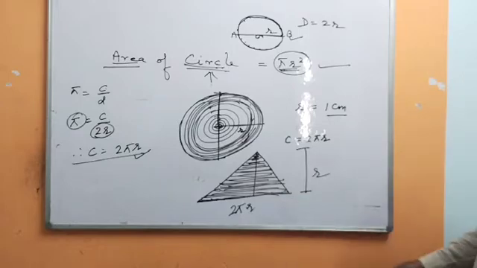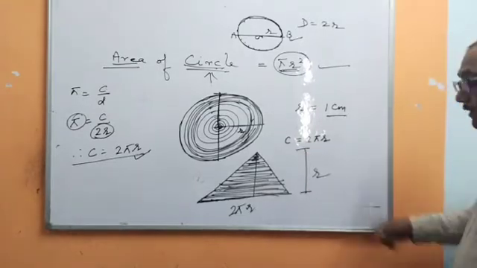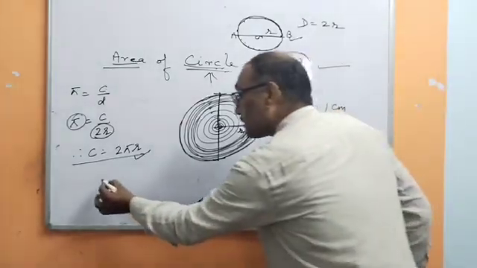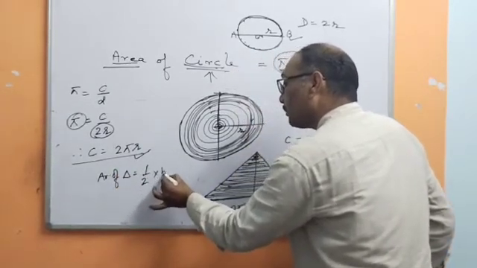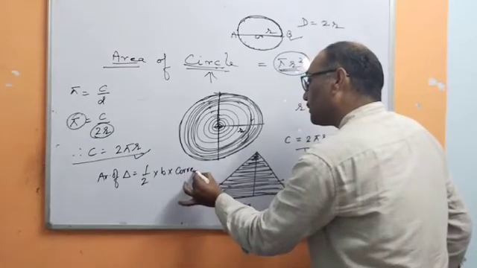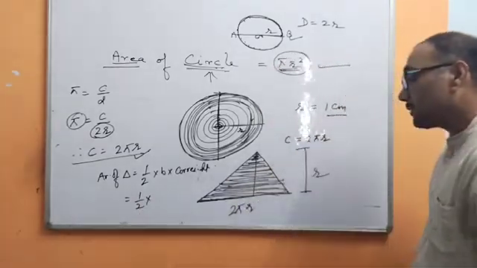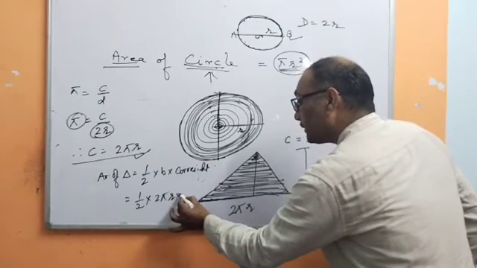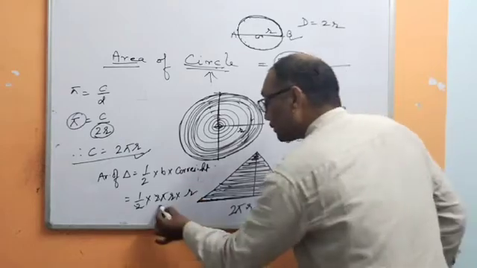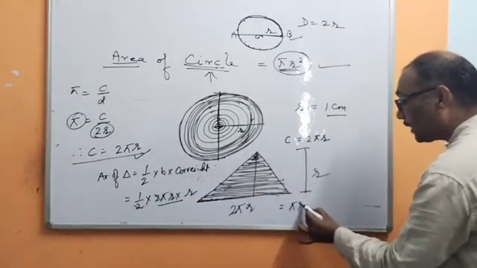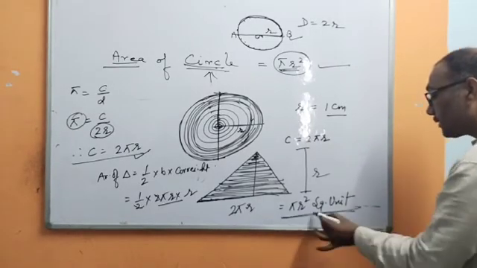Now this is a triangle with base 2 pi r, and height of this triangle is r, the radius of the circle. And do you know what is the area of the triangle? Area of the triangle is half into base into corresponding height. So it will be half into base, 2 pi r, and height, again r. This 2 and 2 will cancel out. Now it will be pi r square square unit. Unit of area is always square unit.